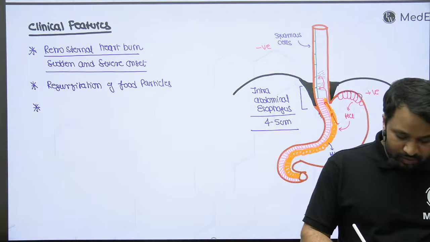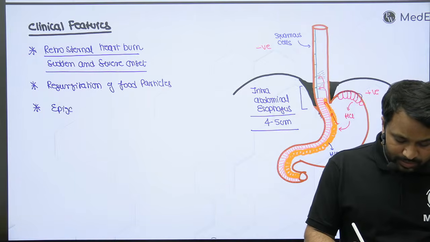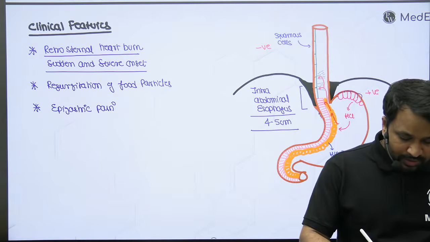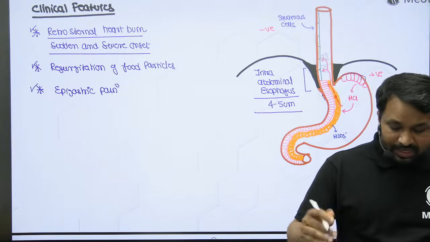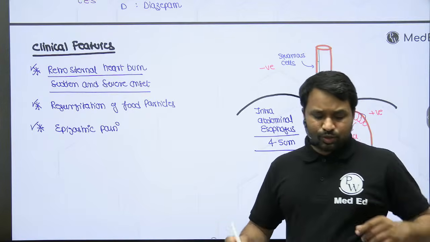There will be presence of epigastric pain as well. So a sudden severe onset of retrosternal heartburn, there will be regurgitation of food particles, they are going to have an epigastric pain. A patient continues to ignore, what is going to happen?